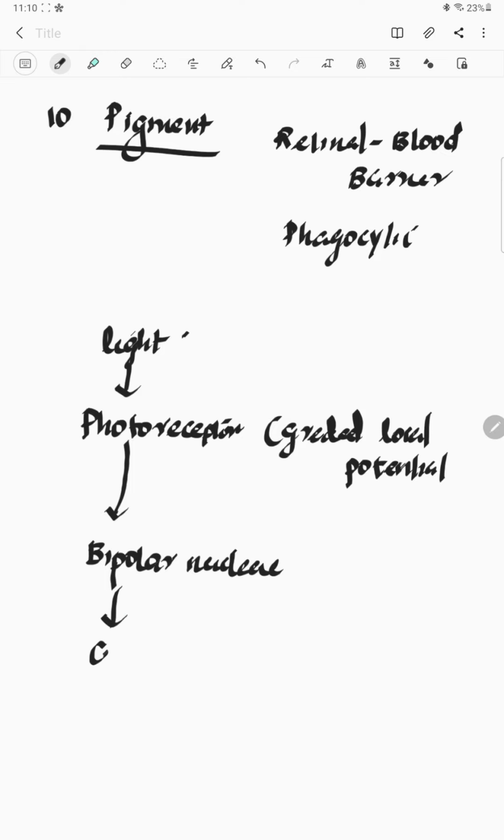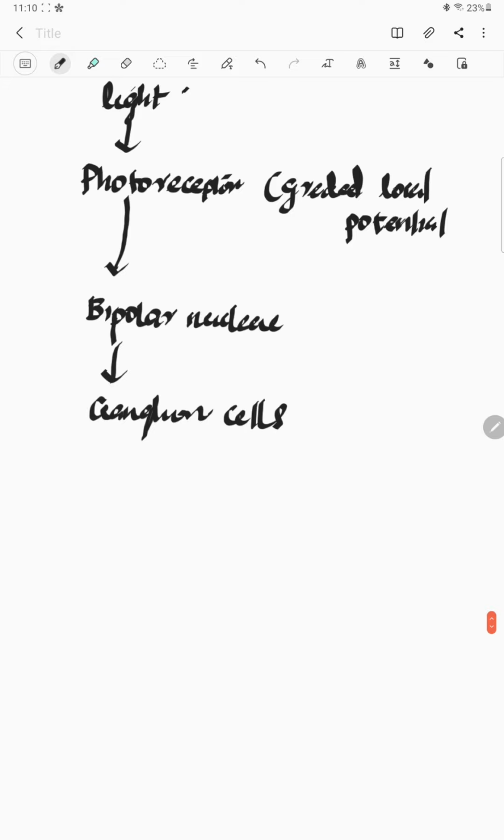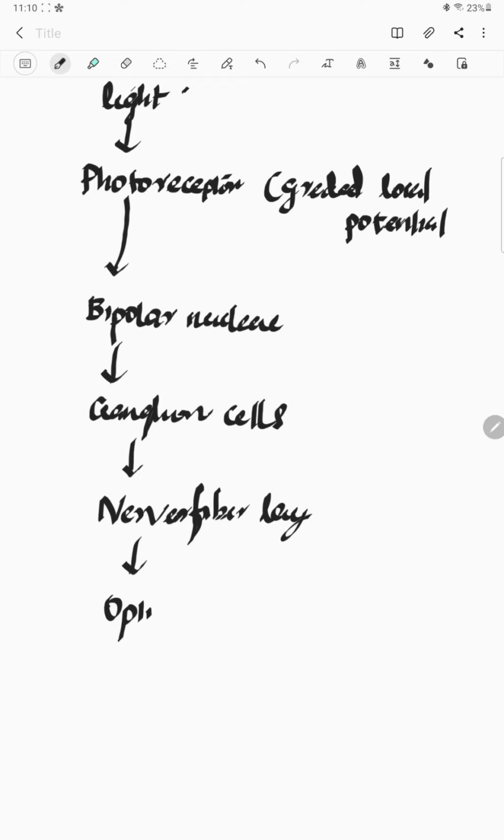Then it goes to ganglion cells. Ganglion cells is in ganglion cell layer. Then it goes to the nerve fiber layer, and finally it forms optic nerve. Then remember optic nerve, optic chiasma, and optic radiation.